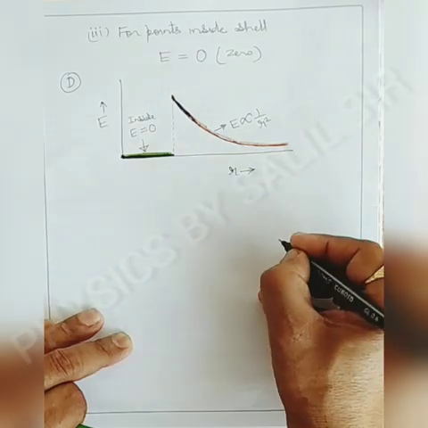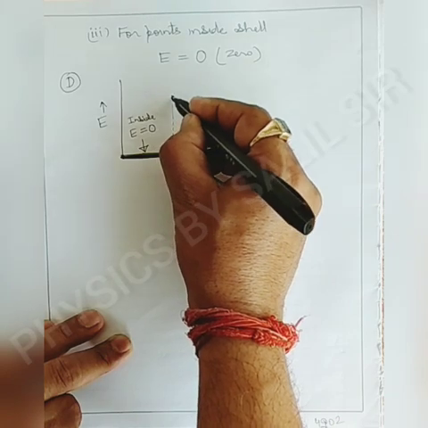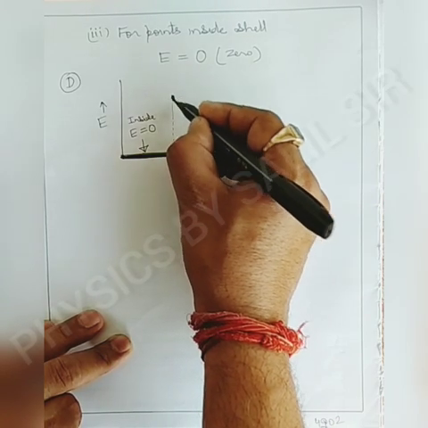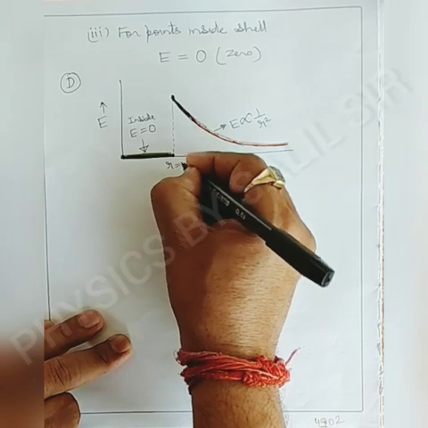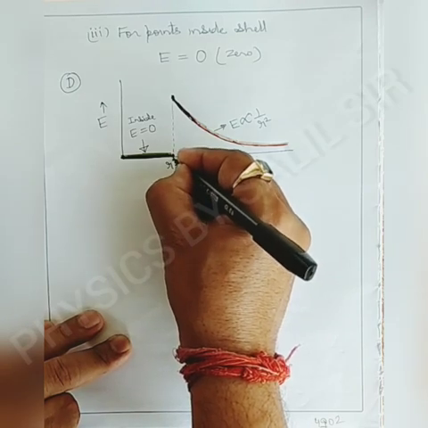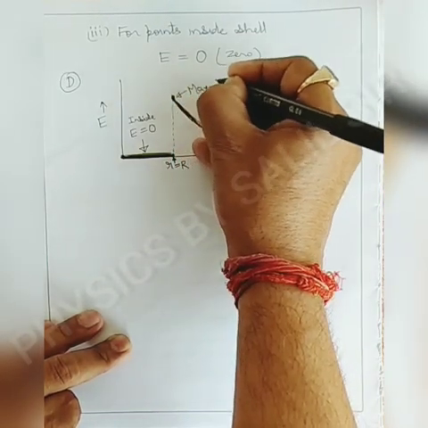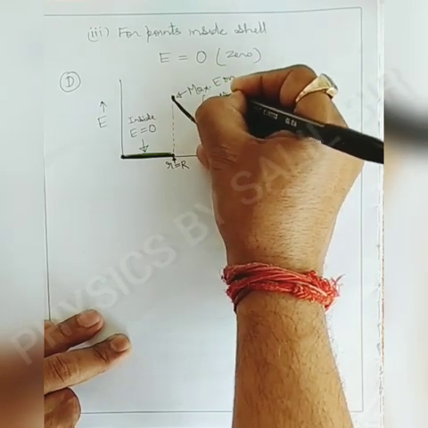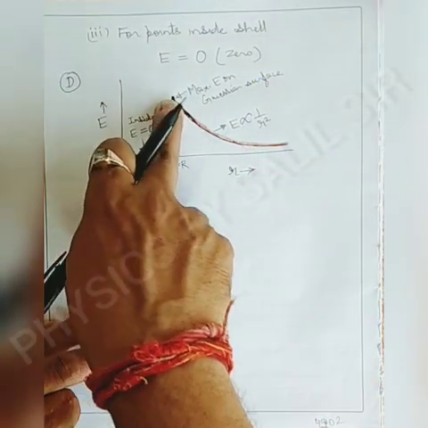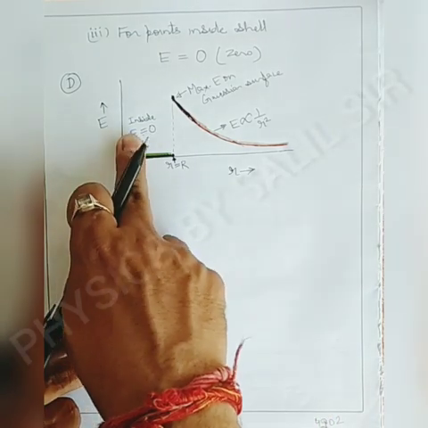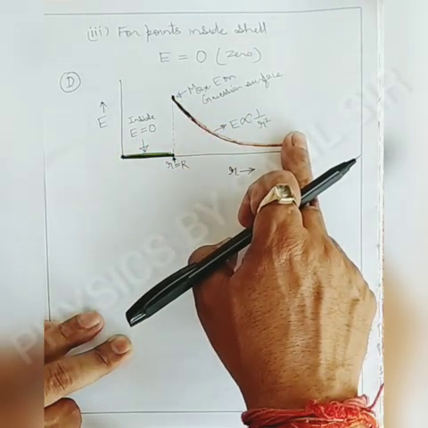As we move away from the Gaussian surface, this is the position on the surface of the Gaussian surface. As we move away from the Gaussian surface, the graph will be like this. And this point indicates r is equal to capital R, means this is maximum E on Gaussian surface. So this represents maximum electric field intensity on Gaussian surface. Inside the sphere or shell, it is zero. And as we move away from the Gaussian surface outside, then the graph will be like this.